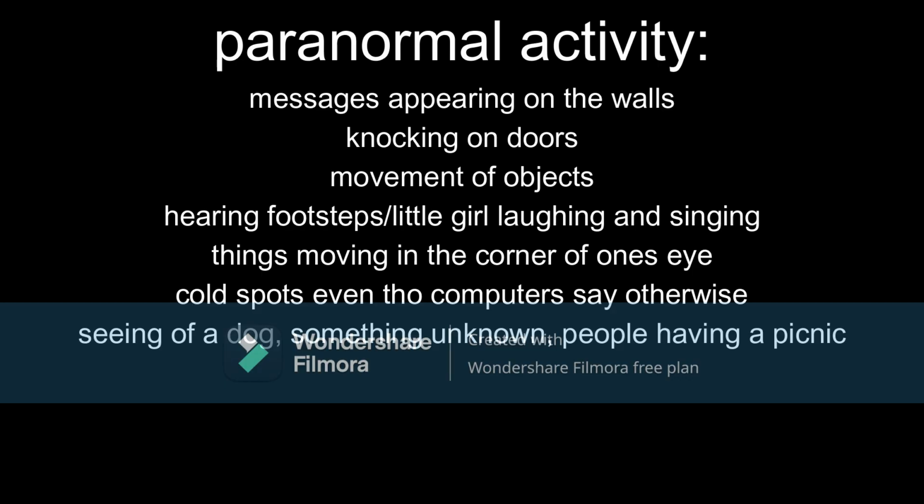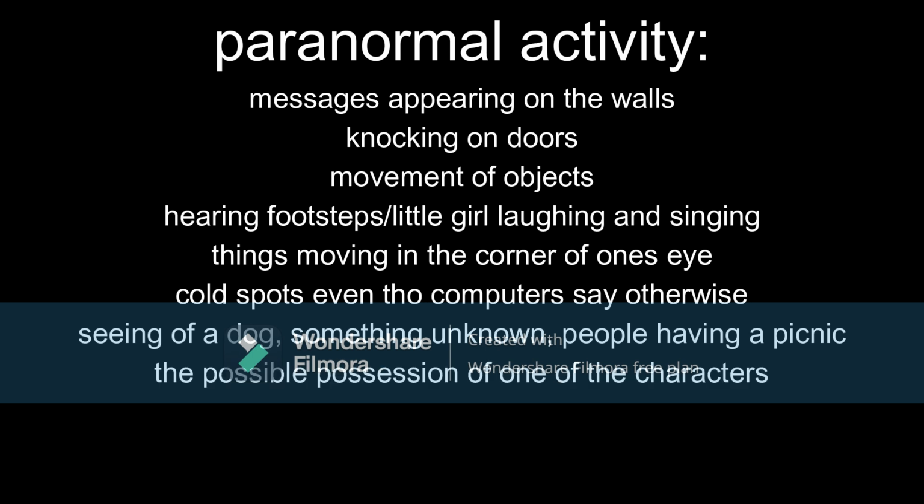The seeing of apparitions, specifically of a dog, something unknown, and people having a picnic. All things the crew sees. The possible possession of one of the characters, the said character being Eleanor when she becomes part of the house, losing control over her actions and being manipulated by some outside force to do crazy things like knocking on the doors and whatnot. And finally, the recreating of memories of life, going back to that one picnic scene I mentioned.